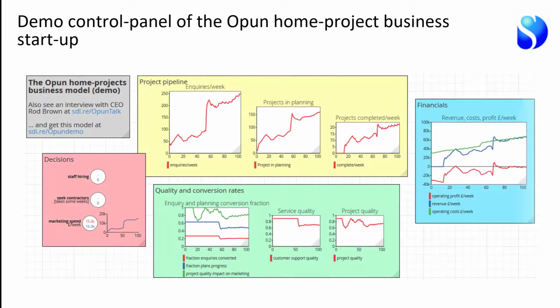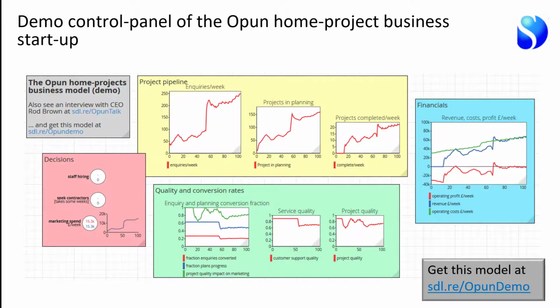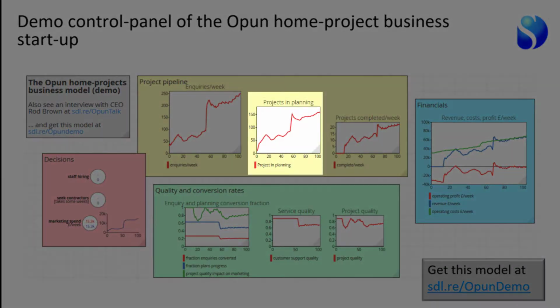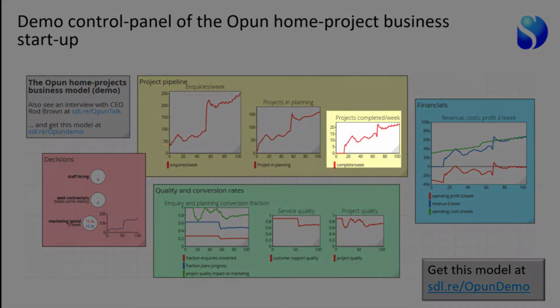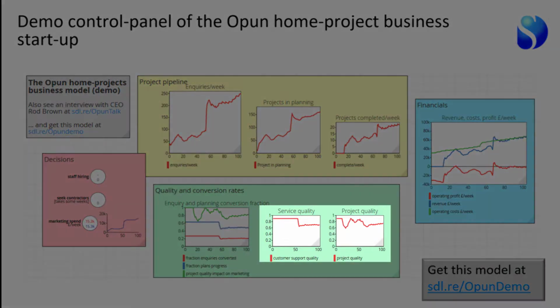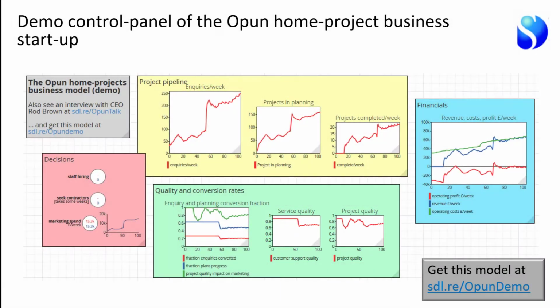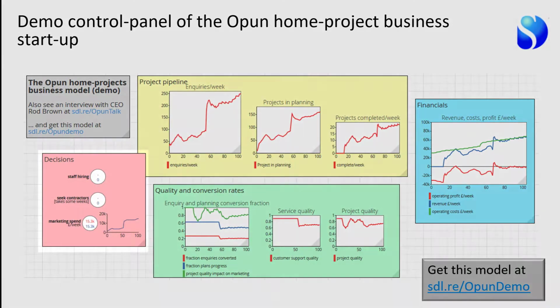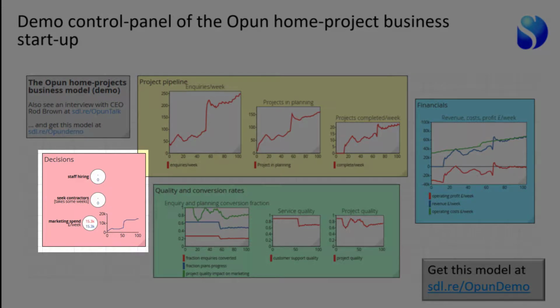And here is a control panel for the business that the management actually uses. At the top you've got the project pipeline. That's how many inquiries per week are coming in, how many projects are currently in planning, how many projects are being completed each week. At the bottom you've got quality and conversion rate indicators to do with how well inquiries are being handled, how good the actual projects are that are being done by those contractors. On the right are the financial results, the revenue, costs and profits of the business, and on the left the key decisions to do with hiring staff, seeking contractors, and spending marketing to bring in those customers.